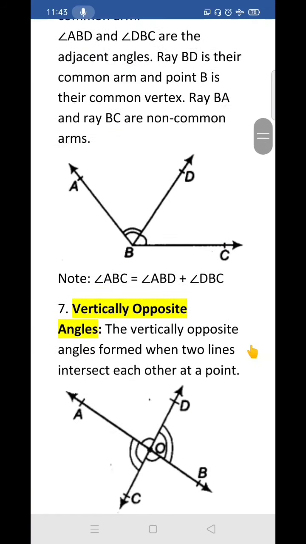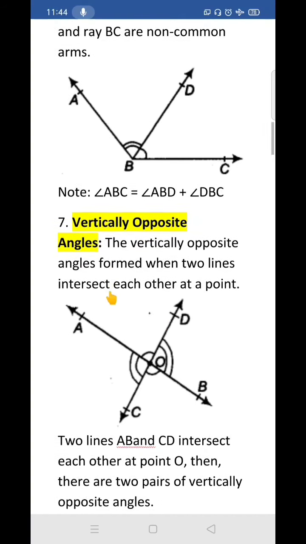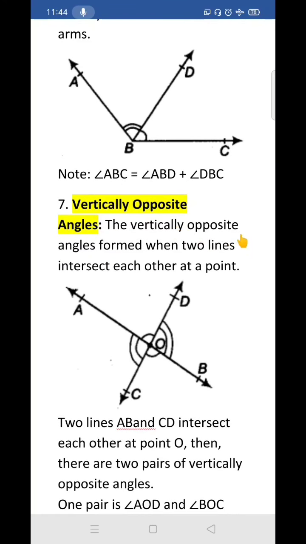Okay, so the next thing is what? We'll move on to the vertically opposite angles. So what is the meaning of vertically opposite angles? The vertically opposite angles are formed when two lines intersect each other at a point O. Then the vertically opposite angles are formed.